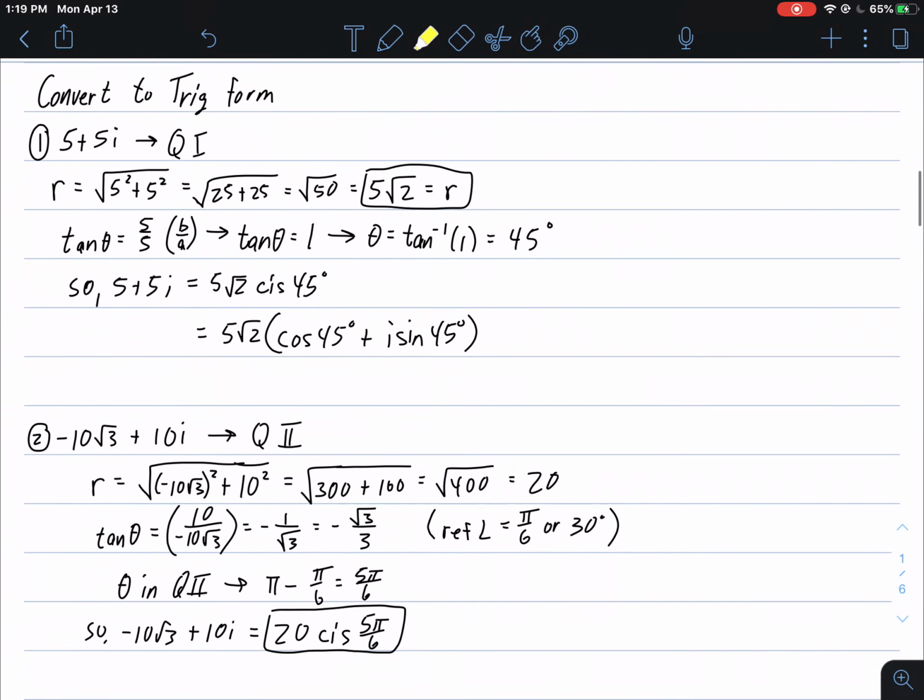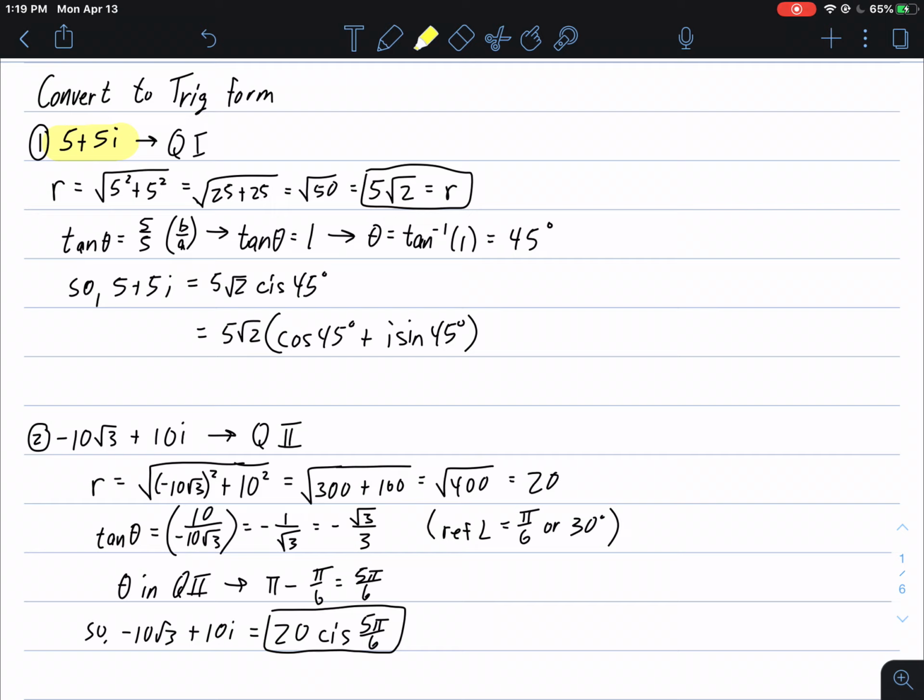And I want to convert that to trig form. Okay. Now, first thing, I'm just noting my quadrant. This is a point that is located in quadrant 1 because both a and b are positive 5. So we're in Q1. So that means my angle, theta, should be a Q1 angle.